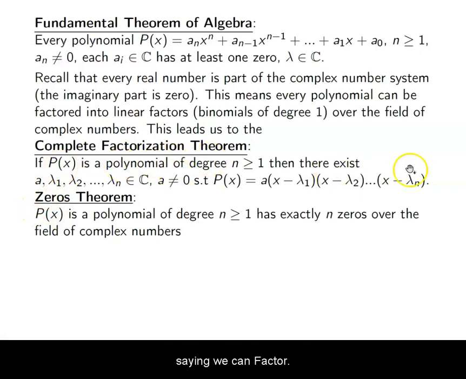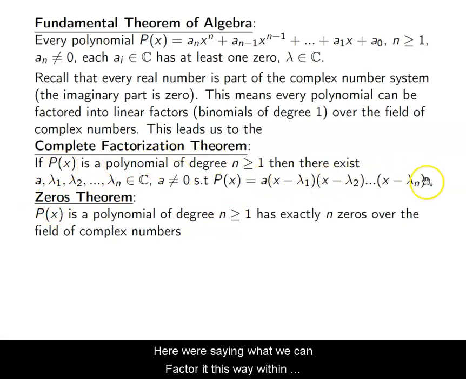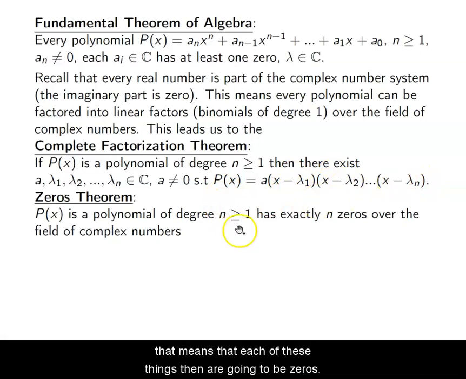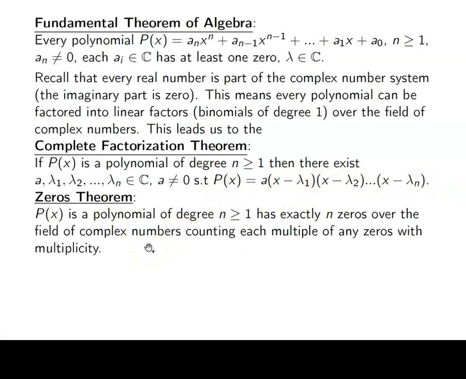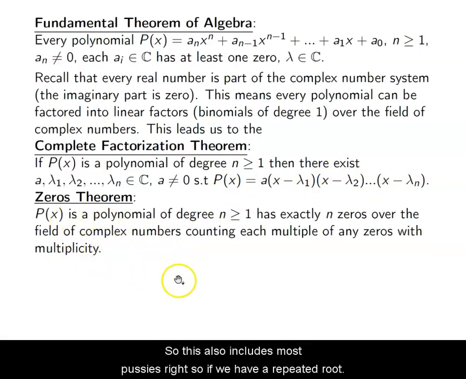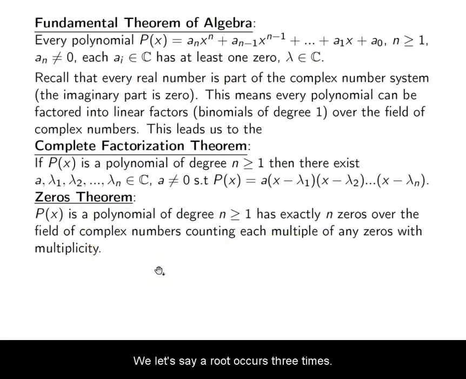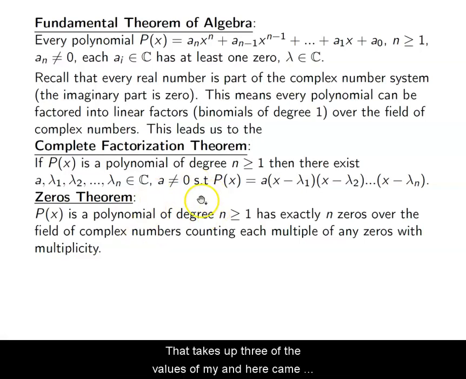Here we're saying we can factor it. If we can factor it this way, then each of these things are going to be zeros, right? So this also includes multiplicities. If we have a repeated root, let's say a root occurs 3 times, that takes up 3 of the values of my n here, okay?